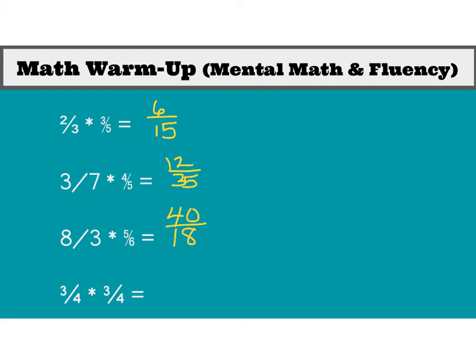which we could then turn into 2 and 4/18. And our last one would be 9/16. How'd you do?